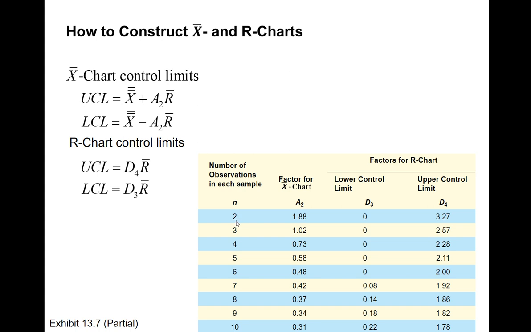So if you have 2 in each sample, then A2 should be 1.88, D3 should be 0, and D4 should be 3.27. And for another example, if you have 7 units in a sample, A2 should be 0.42, D3 should be 0.08, and D4 will be 1.92. So this is how we obtain the values of A2, D3, and D4. And we have a similar process to construct the X bar chart and R chart.